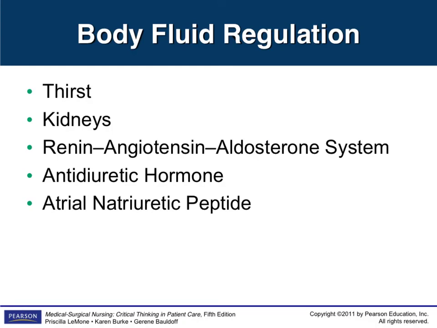When we talk about body fluid regulation, we talk about thirst, the kidneys, the renin, angiotensin, aldosterone system, antidiuretic hormone, and atrial natriuretic peptide. So when we think about thirst, it regulates extracellular fluid sodium level. An increase in sodium increases serum osmolality, stimulating that thirst, which we need for water balance and homeostasis in our body.